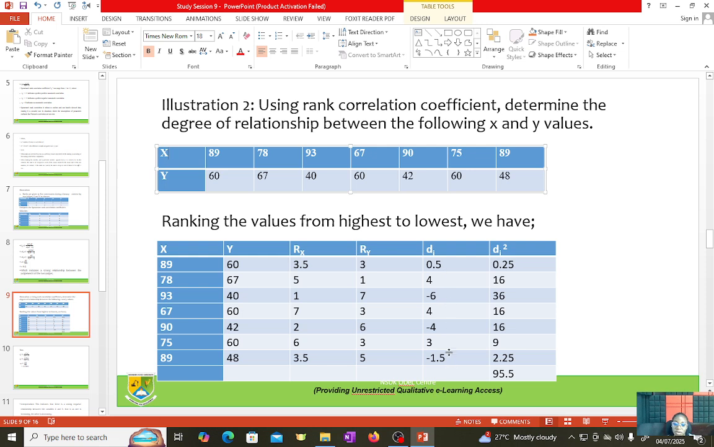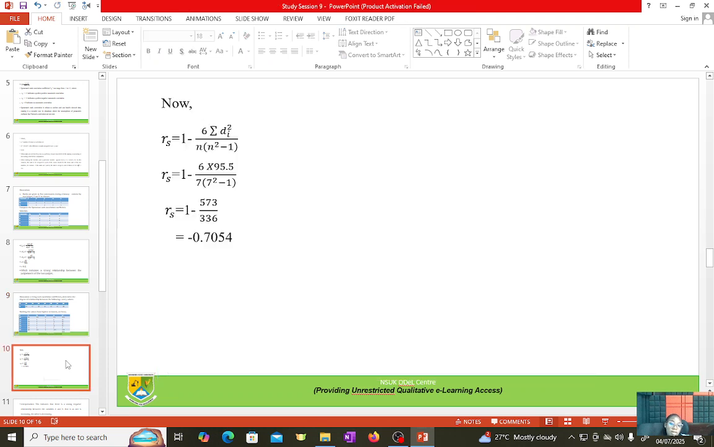That's the difference in ranks. Now, the square of these differences is what we have as di squared. Then the sum of these squared differences is what we have as 95.5. So substituting into the formula like we did in our first illustration, the resulting answer is minus 0.7054. It is very important to indicate your conclusion.